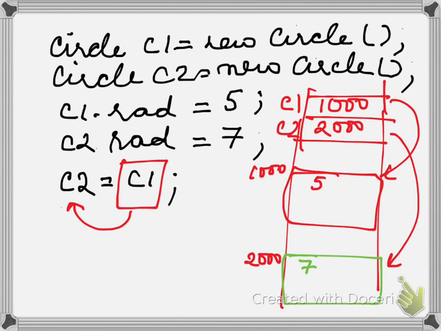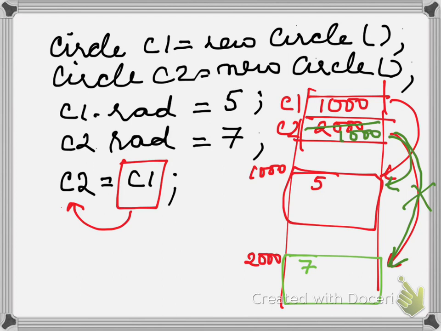So now the value of C1 will be stored here. So now C1 is referring to what? C1 is now referring to this, and this reference that was held would be lost. So that is the main difference between a reference variable and your regular value primitive data type variable.